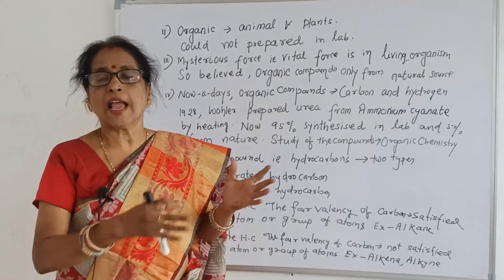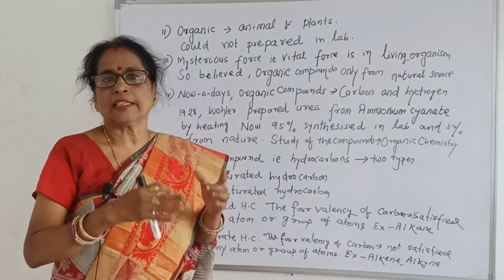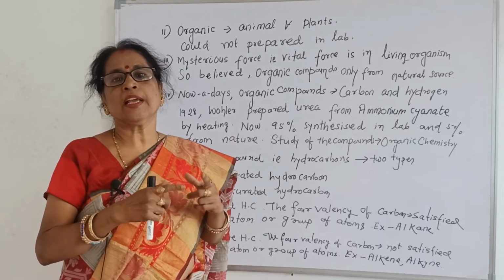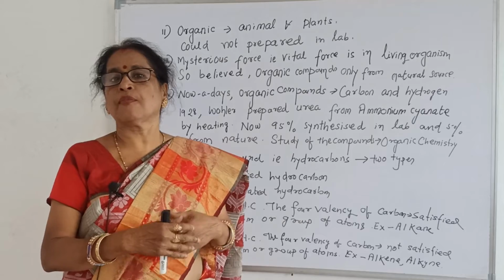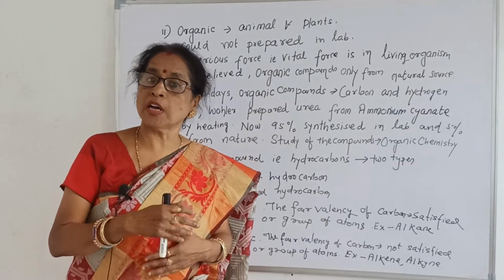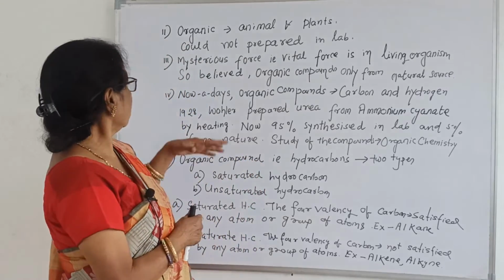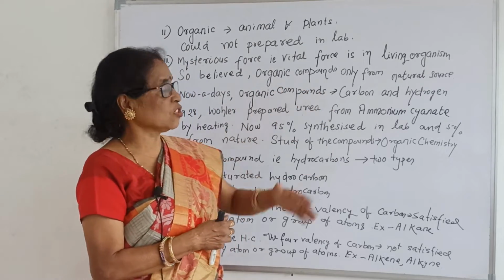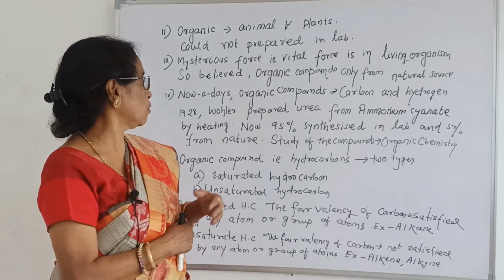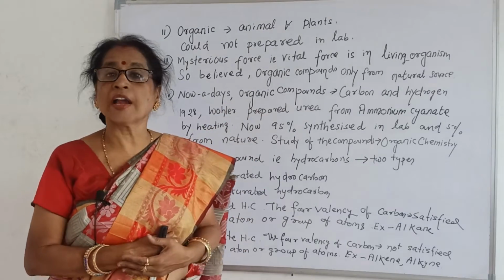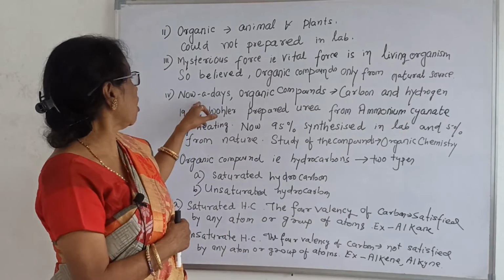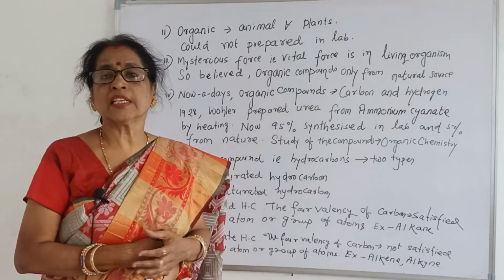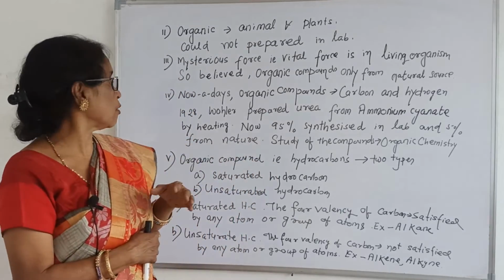Having life means animals or plants. That means those having life are the only source of organic compounds. It was believed. Nowadays, these organic compounds are considered as carbon and hydrogen, and that is called hydrocarbon. That means organic compounds that are simply only carbon and hydrogen are called hydrocarbon.